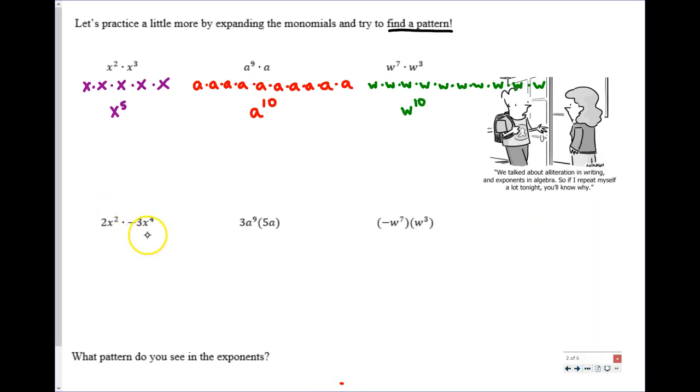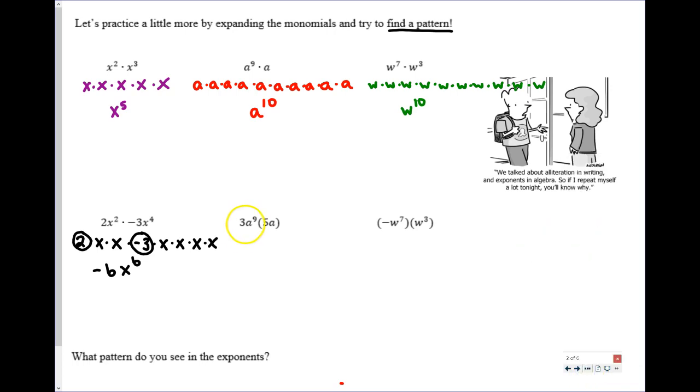Okay, the next one. I have more than just letters here. I've got numbers. I'm still going to expand this, though, so I can see. So I've got 2, and I've got 2 x's. I've got this -3 here that's just kind of hanging out, and then I've got 4 x's. So I'm first going to do 2 times -3 to give me -6, and then I've got 1, 2, 3, 4, 5, 6 x's. So I can simplify this to -6x squared.